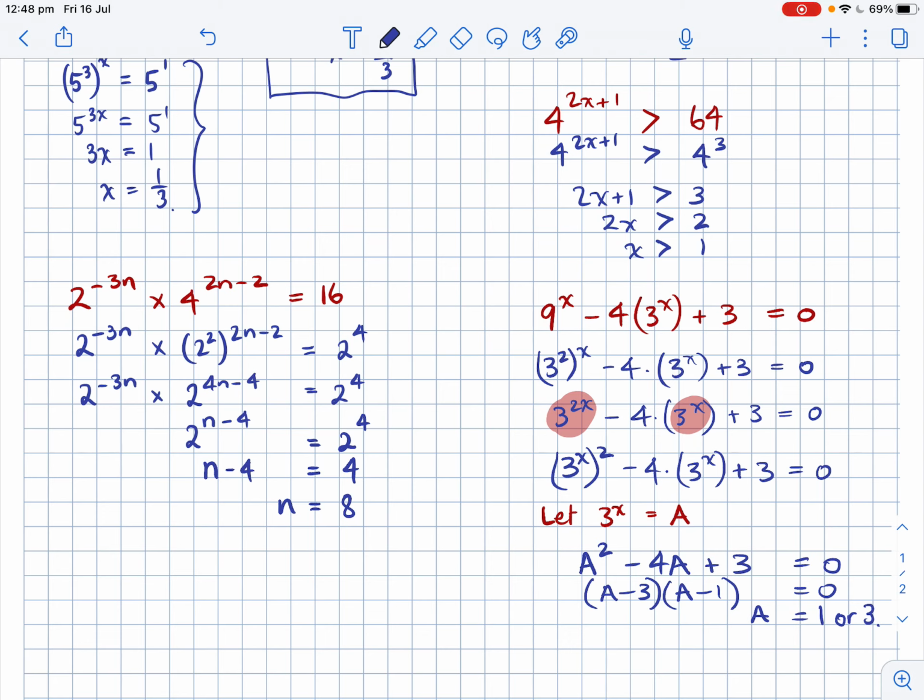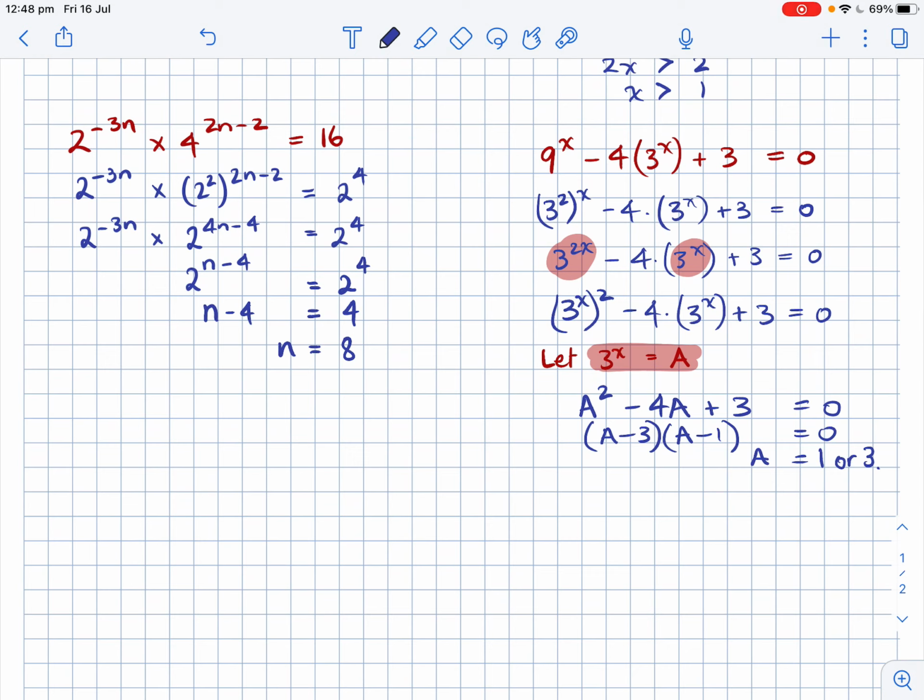Cool, so we've found out what a is, but the question never asked me to find out what a was. The question asked me to find out what x was. So I'm going to now replace the a with 3^x and solve both of these parts separately. So now, when a equaled 1, it means that 3^x equals 1, and 3^x will equal 1 when x equals 0.